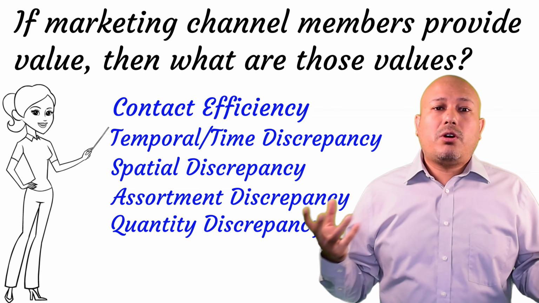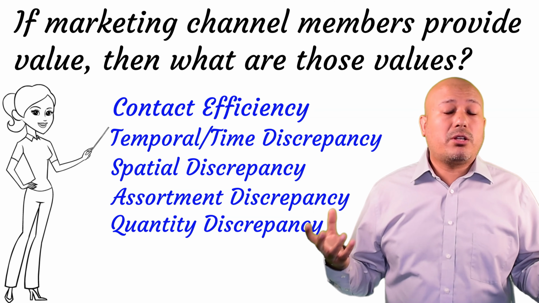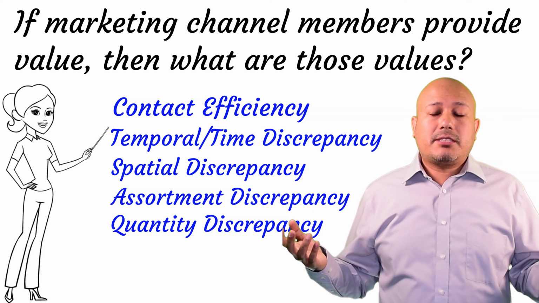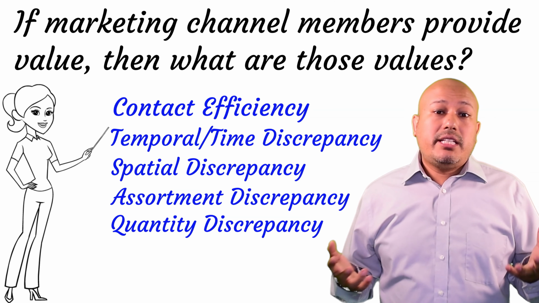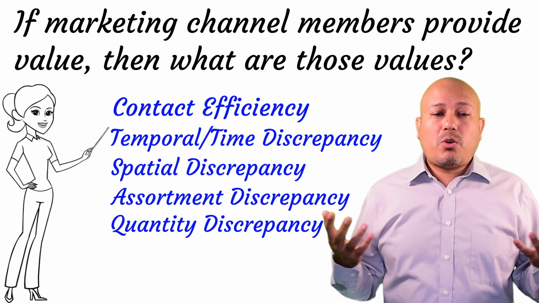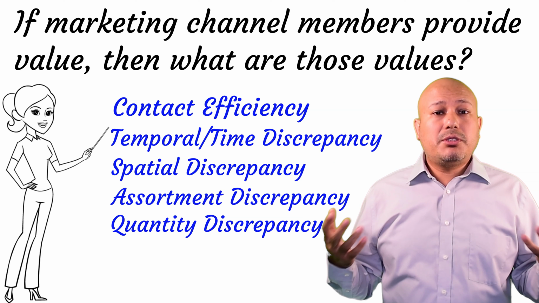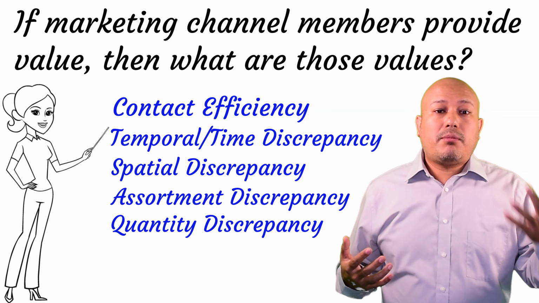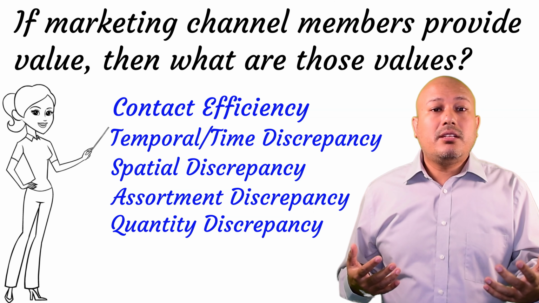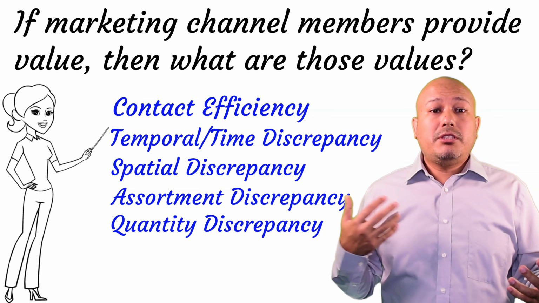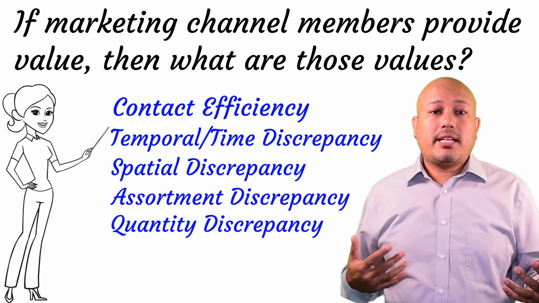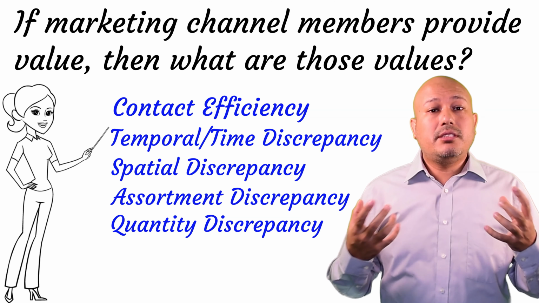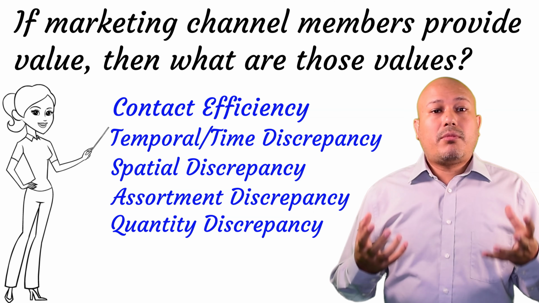But me as a consumer, I only want a specific number. I maybe want only 10 apples. I know that I'll only be needing 1 or 2 cars for the next 5 or 10 years. I maybe only need 3 or 4 TVs or 1 TV, but the manufacturer is producing many products, right? So now there is a discrepancy between the amount of product that the manufacturer wants to sell and the quantity of product that the consumer wants to buy. So there is this quantity discrepancy, and this discrepancy is also being taken care of by the marketing channel members.